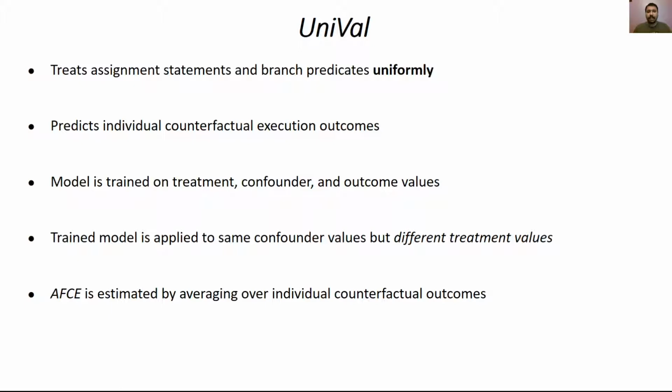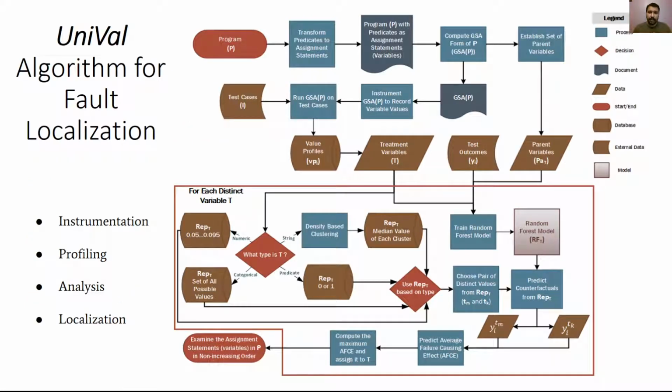So for each treatment value that wasn't used in a particular execution, we can simulate using that value by plugging it into the model and predicting the counterfactual outcome. The average failure causing causal effect is estimated by averaging over individual counterfactual outcomes. Let's take a closer look at the Unival algorithm.